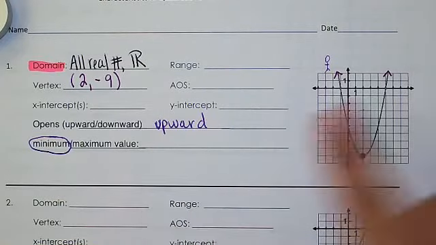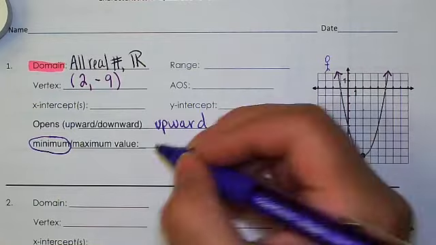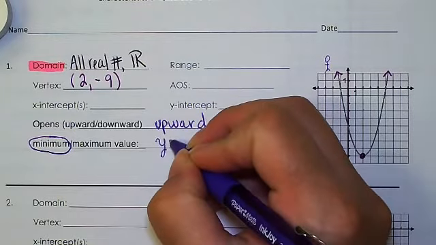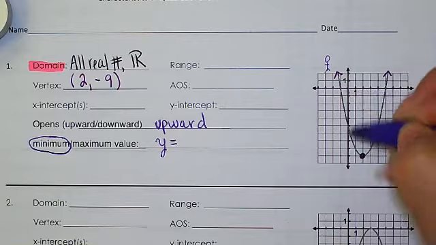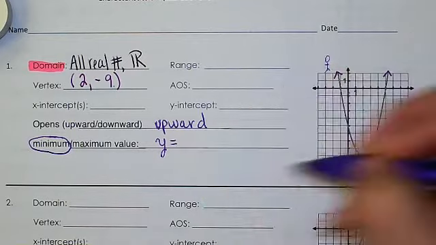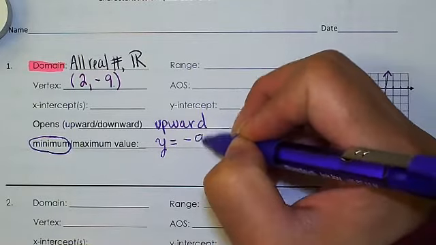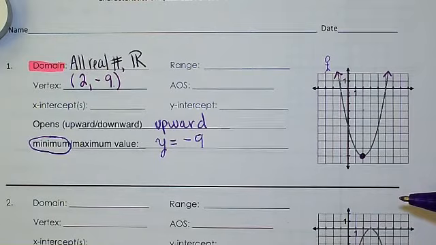And what is that minimum? Like, how low do you go? And it's always going to be this, y equals, and whatever the y value is of your vertex, that's the number you use here. So there it is.